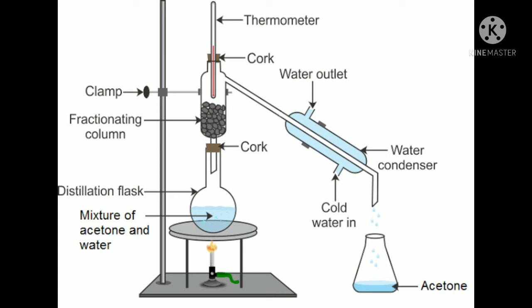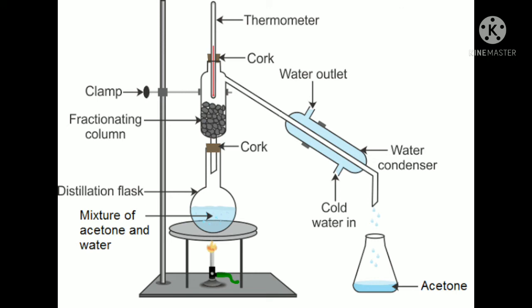As acetone is a spirit type, by the thermometer we can see that before the boiling point of water, which is 100 degrees Celsius, the acetone will pass through as vapor, be cooled, and be collected in the other container. So this is the process of how to separate the liquid mixture.